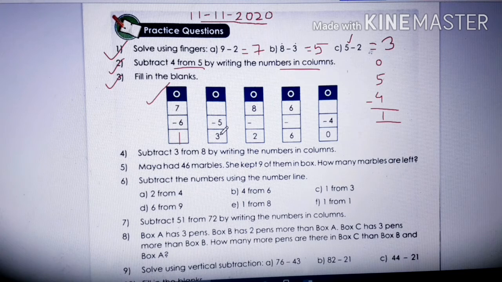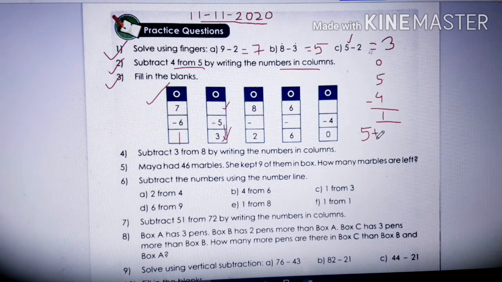Now children, here you know the answer, but we have to find the greater number. Isn't it? When we have to find the greater number, what we are going to do? We are going to do addition. When we find the greater number, children, what we are going to do? We are going to add 5 plus 3. So 5 plus 3 is what?